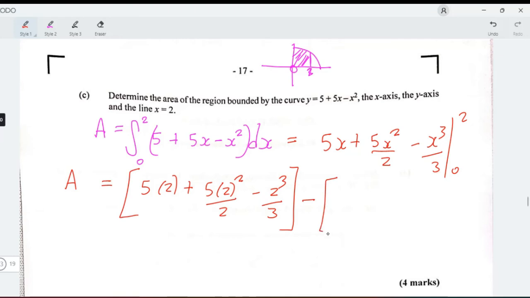Minus won't input the 0. When input 0, all of that is just 0. 5 times 0, 5 times 0, 0 cubed. That's all 0. So the area works out to be 10 plus 2 squared is 4.